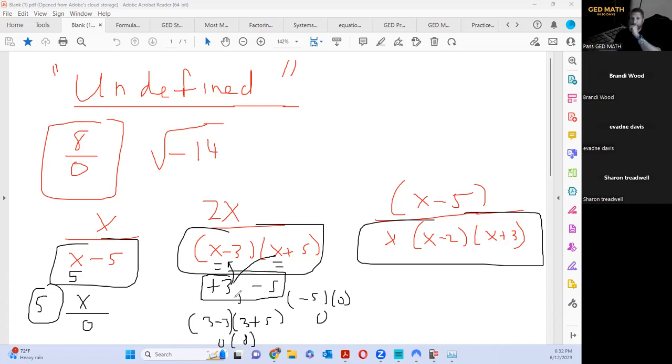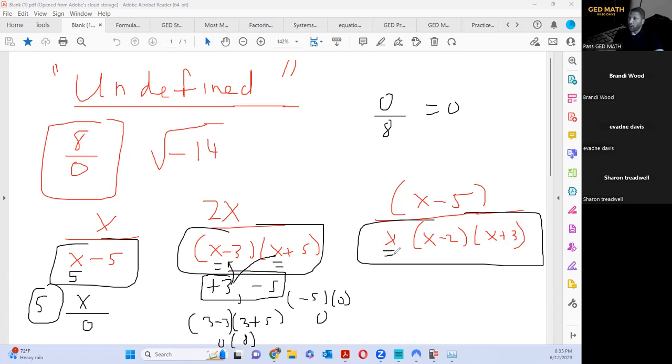Understand that? The third expression, again, if they're asking for undefined, you don't care about the top. You're looking at the denominator. If the denominator is 0, it makes it undefined. If the numerator is 0, it's just 0, because we can have 0 over 8. That's 0. And I'm going to prove it to you in a minute.